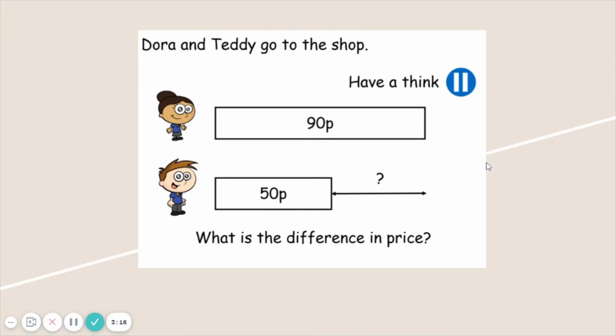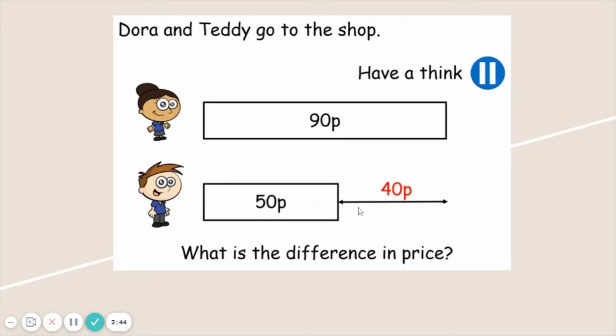And I'm not going to sit here and try and do that in ones because I know how to count in tens. So let's start at 50, get your fingers in front of you, and let's see how many tens it takes us to get to 90. 50, 60, 70, 80, 90. I'm holding up 4 fingers, are you? That means the difference is 10, 20, 30, 40. 40p different.